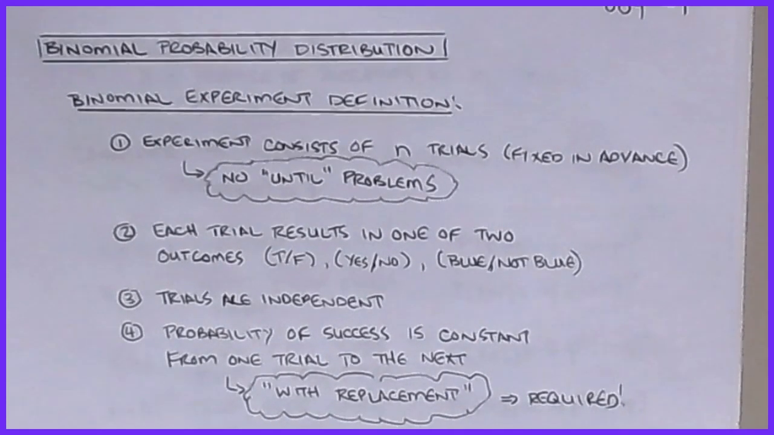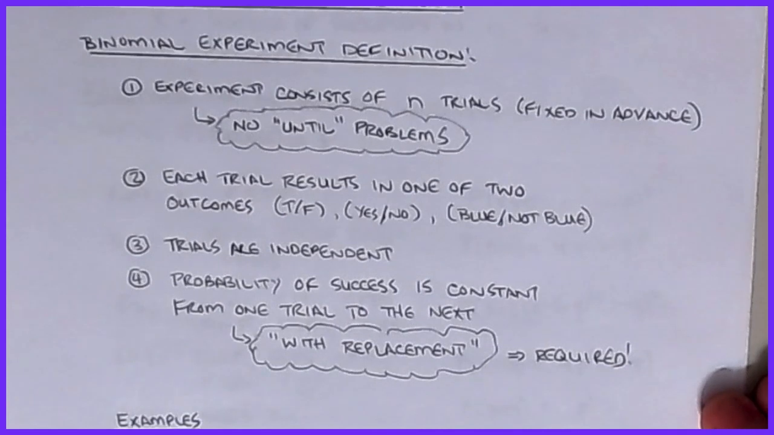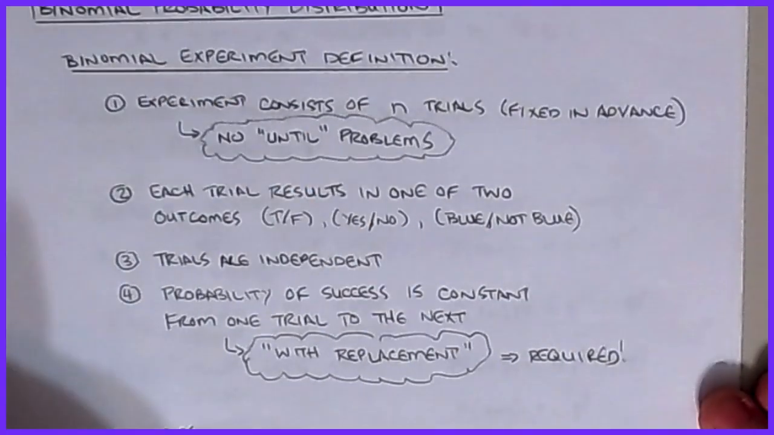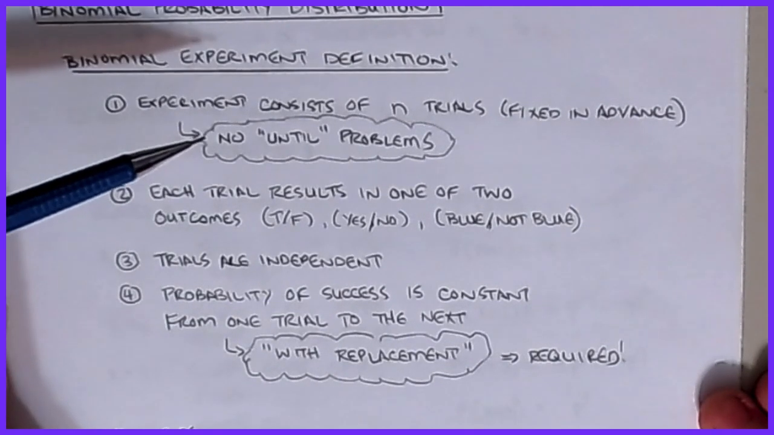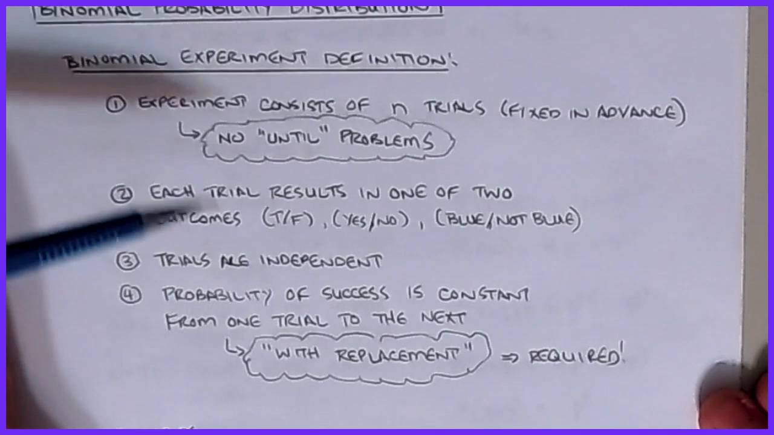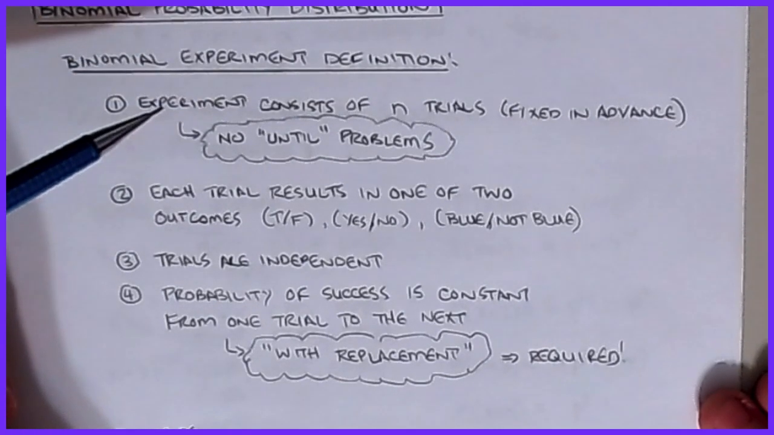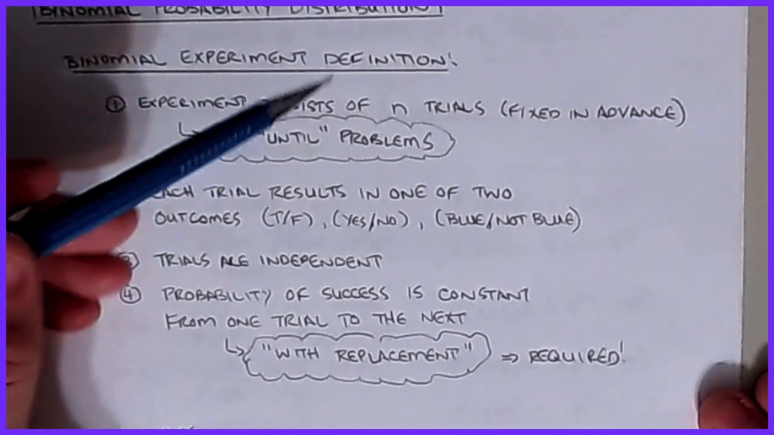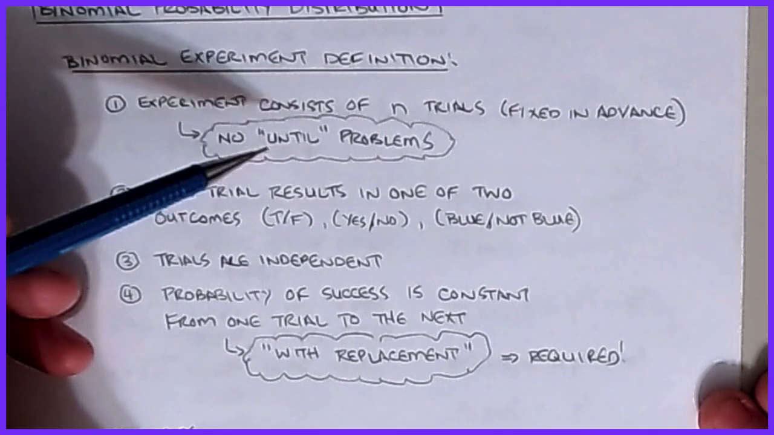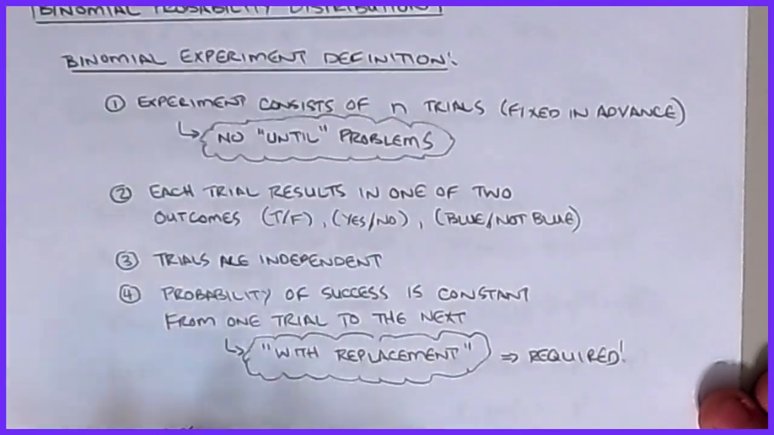Our definition of a binomial experiment has a couple of criteria here. The first one is that the experiment consists of n number of trials that are fixed in advance. Basically we're going to look at something 10 times, or 15 times. We're going to know it ahead of time. We're not going to say we're going to repeat this experiment until we get a certain outcome. Those are not what a binomial experiment is. If you see the word until, it's not a binomial experiment.